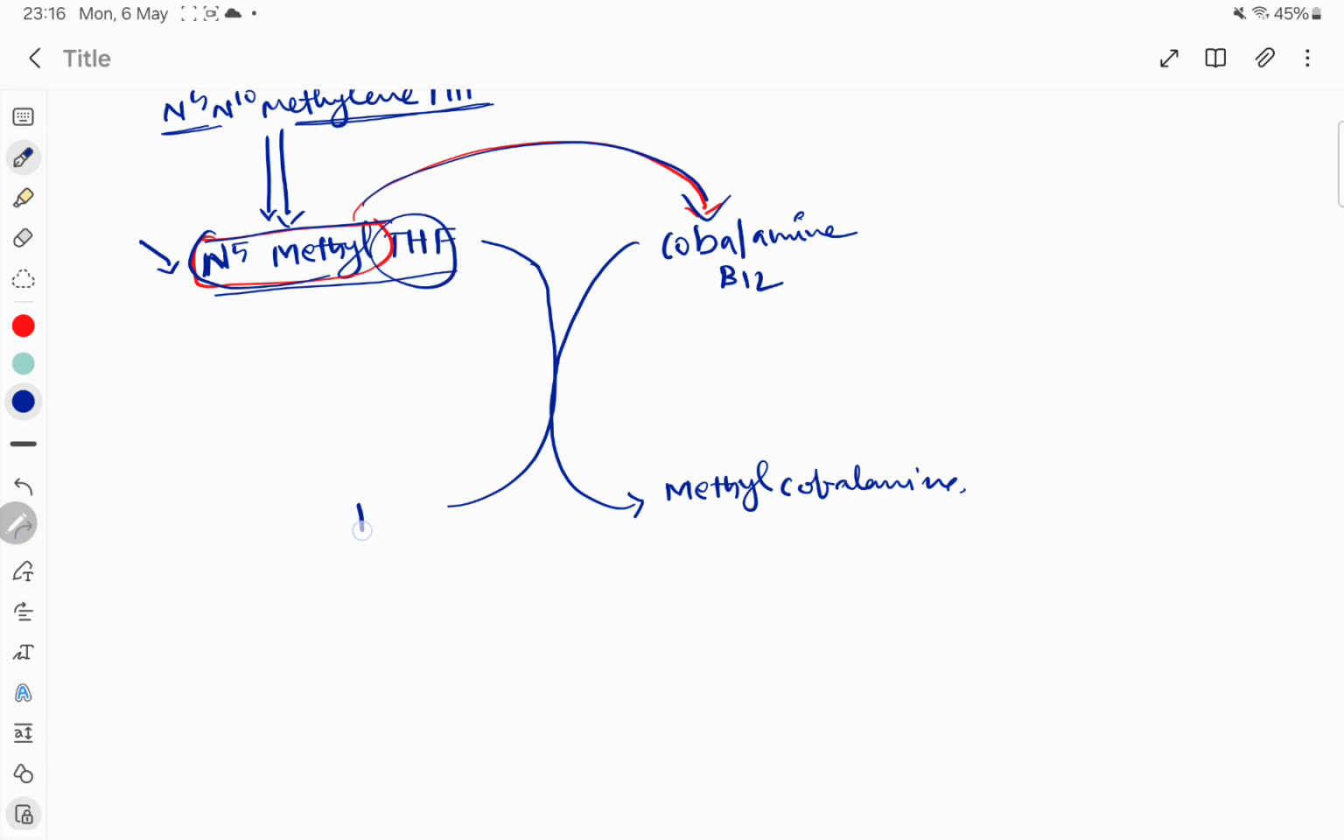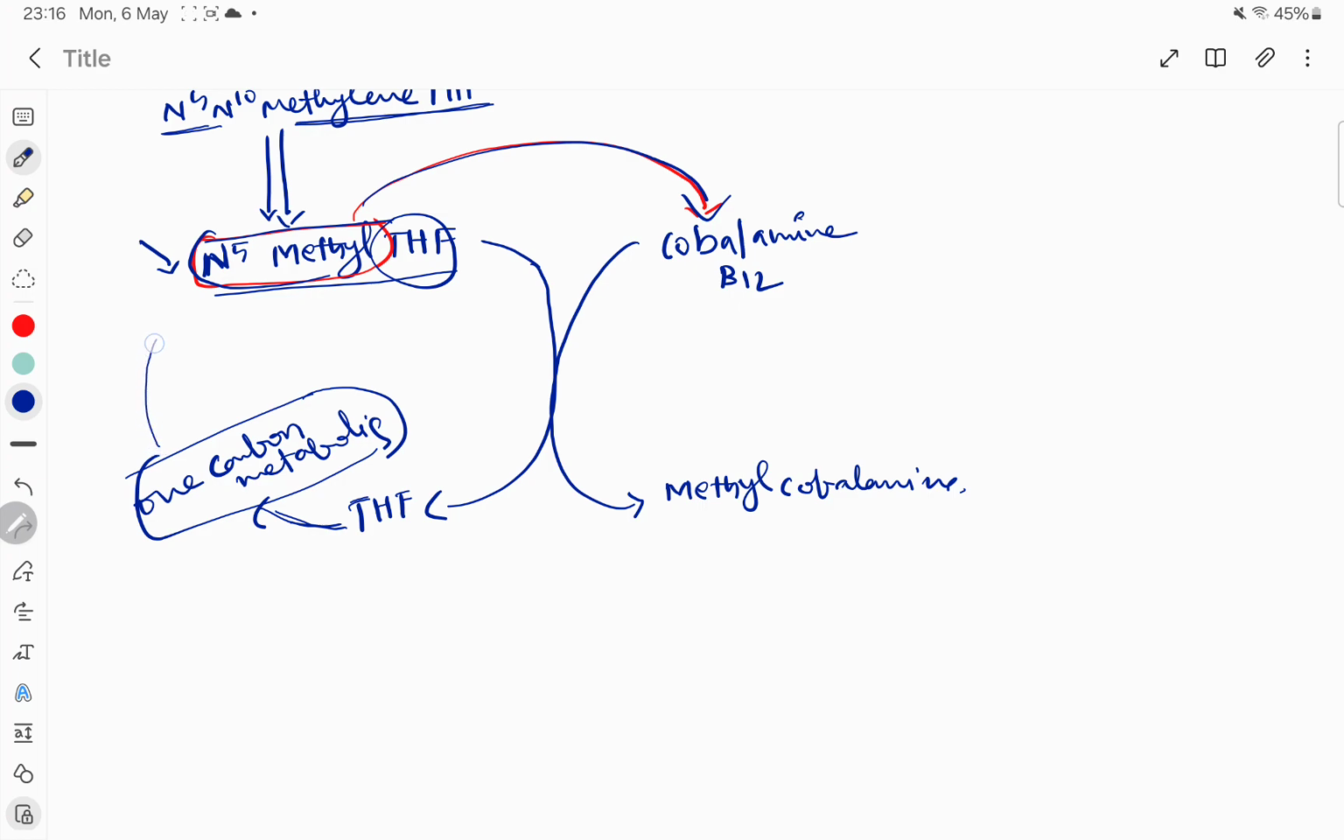When this N5 methyl group is transferred to the cobalamin, only tetrahydrofolate is left. This tetrahydrofolate will come down and be involved in 1-carbon metabolism, which is a major function of folic acid. THF reconverts back to N5 methyl tetrahydrofolate for the cyclic conversion of cobalamin to methylcobalamin. So methylcobalamin is formed. Methylcobalamin is also a form of B12, containing the methyl group that was taken up from N5 methyl tetrahydrofolate.